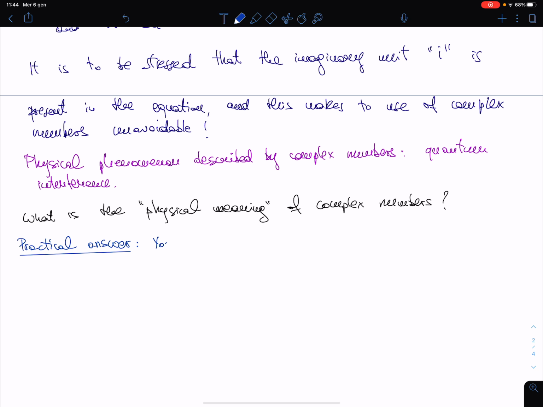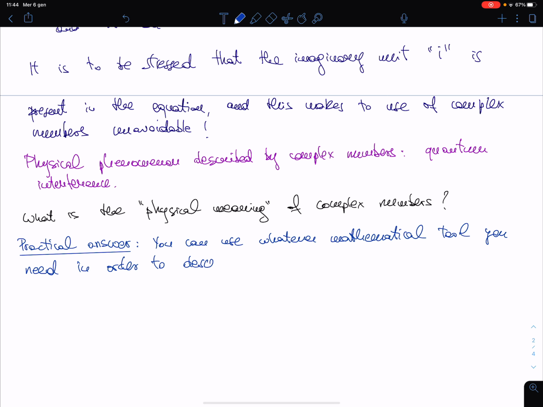And the idea is that you can use whatever mathematical tool you need in order to describe reality, as far as it works. There is a beautiful movie by Woody Allen, which is called Whatever Works. It is not about mathematics, it is not about physics, it is about love, but the main character is a physicist, a theoretical physicist, so there are some links.